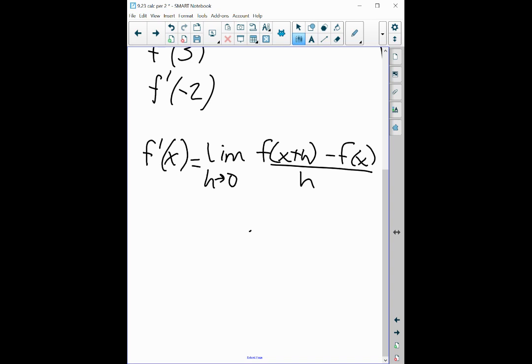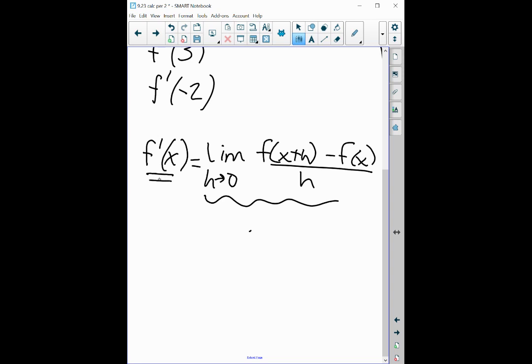A side note: we're using the formal first definition. The alternate definition from last class doesn't really apply here. We're only going to use the limit as h goes to 0, not the limit as x goes to a, because then it would be the limit as x goes to x, which doesn't make sense. So we're going to use this definition and look at it as a function itself.